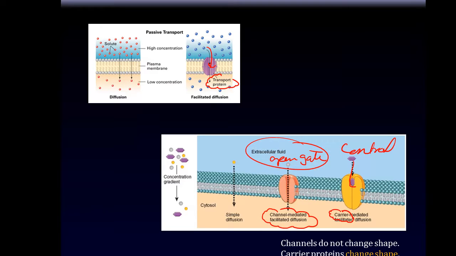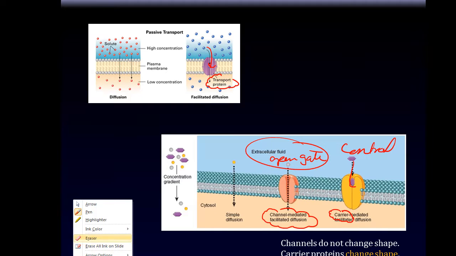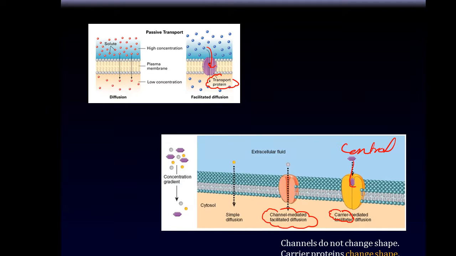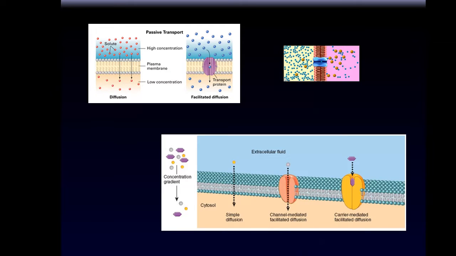You follow? So when a cell wants to control stuff, even in the case of facilitated diffusion, it will bring that stuff in using carrier-mediated facilitated diffusion compared to channel-mediated facilitated diffusion. Does that make sense? Okay.